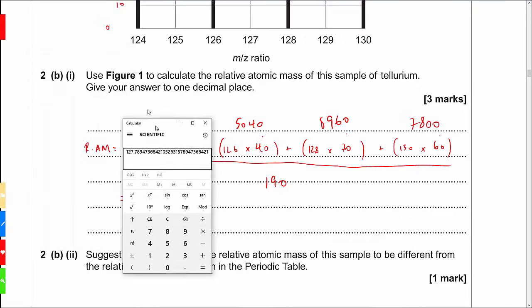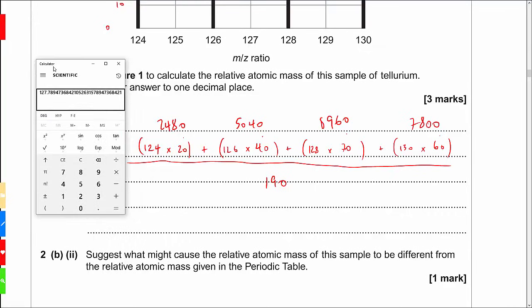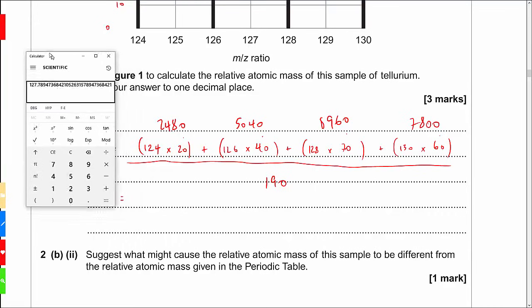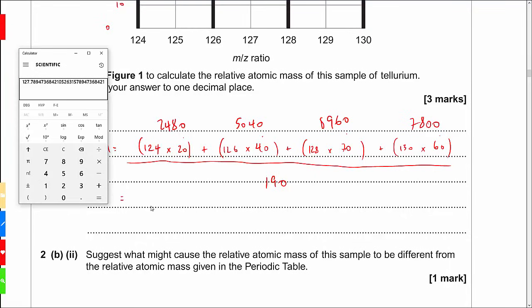Give your answer to one decimal place, it says there, so we'll go 127 point, I'd probably write this, well, let's do it straight in, 127.8.